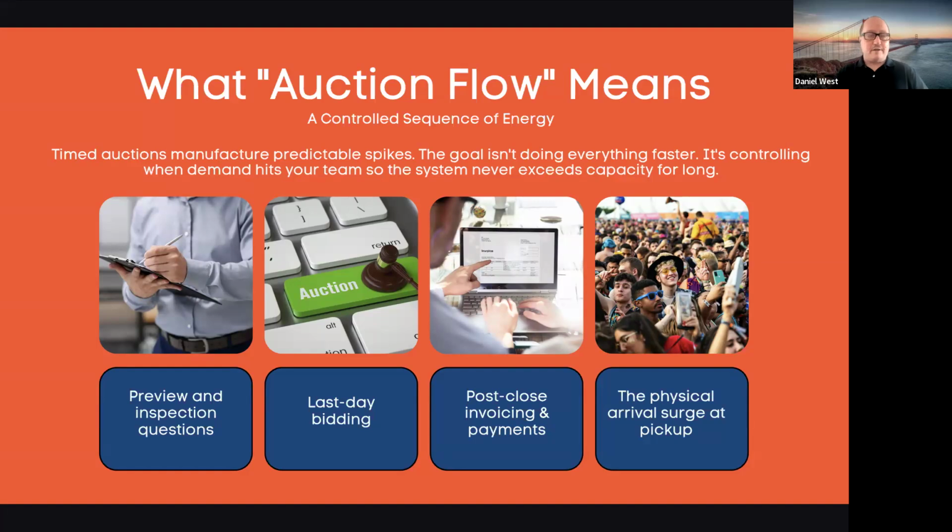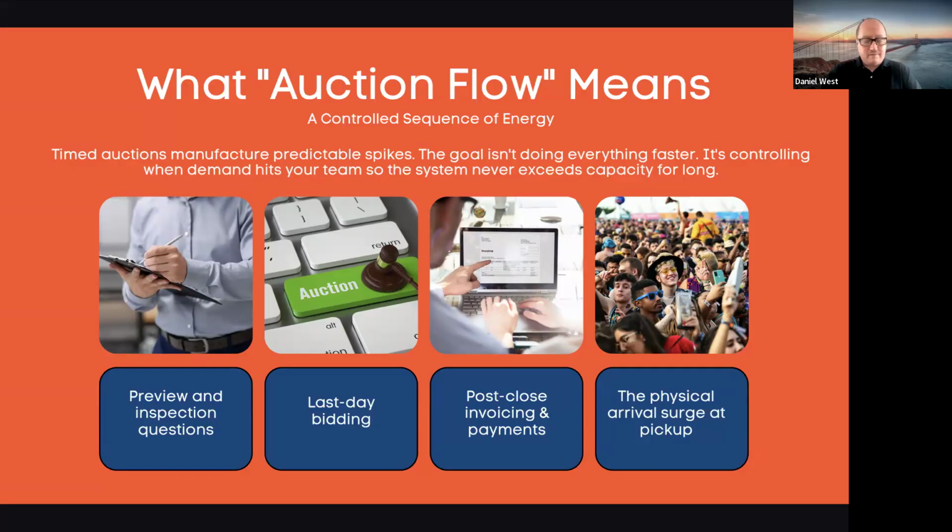Once the auction is over, there's the invoicing and payment spike. Again, with good, reliable software, the actual demand on the invoicing system or the payment system is not a big deal because the software is handling that. But during the invoicing and payment period, you're going to have a spike in questions.